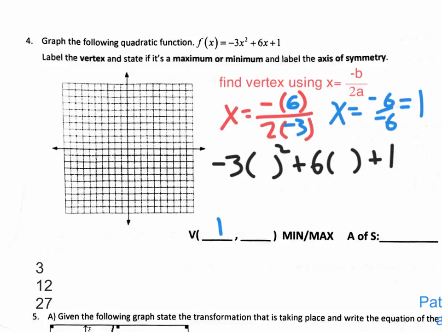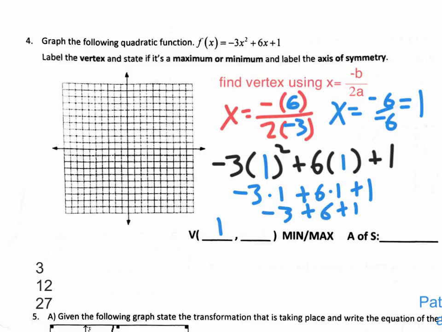Substitute that 1 value inside parentheses in my original graph. So I got my original graph, and instead of x's, I put the parentheses. And now I'm going to plug in the x value of 1 to find my y value. So 1's going to go in here and right there. That's really going to be negative 3 times 1 plus 6 times 1 plus 1. If I do this, I have a negative 3 plus 6 plus 1.